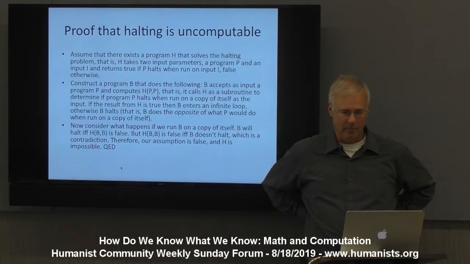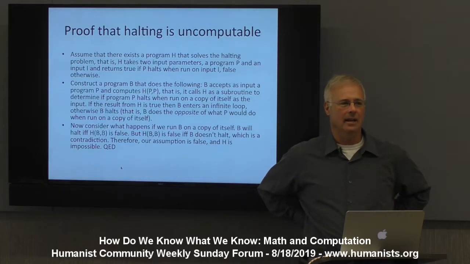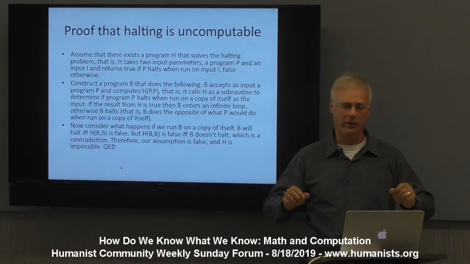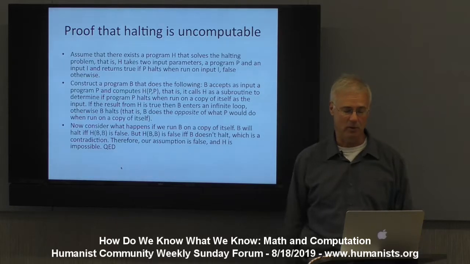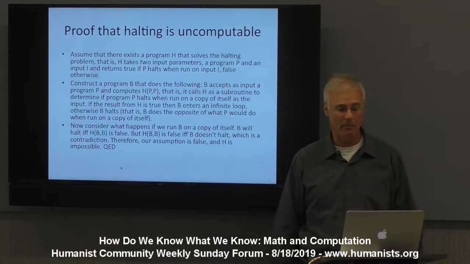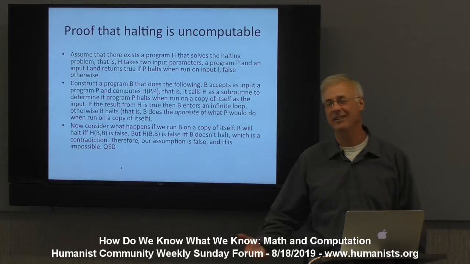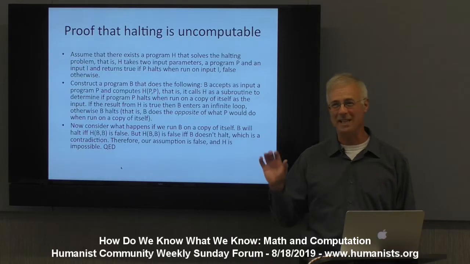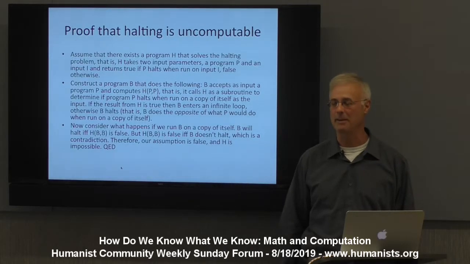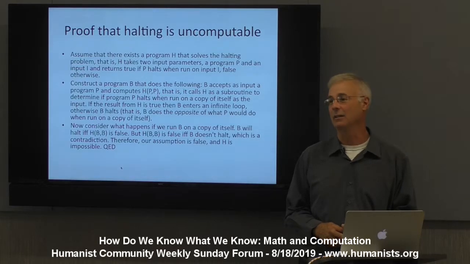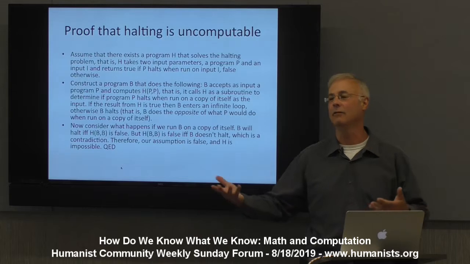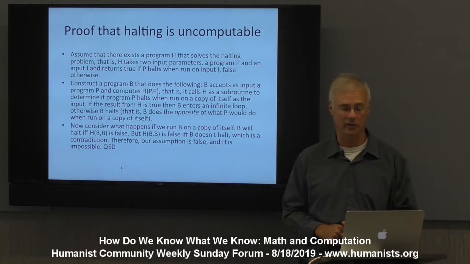That does the following. So B takes as input a program P and calls H as a subroutine with a copy of P as both of the inputs. So it computes H of P, which is to say, calls H as a subroutine to determine if program P halts when run on a copy of itself as the input. And that was a really mind-bending notion in Turing's day and took pages and pages of paper to describe. But nowadays, if you're familiar with compilers, a compiler is a program, and most compilers can now compile themselves. So think of a compiler compiling itself as an example of a program running on a copy of itself as its input.